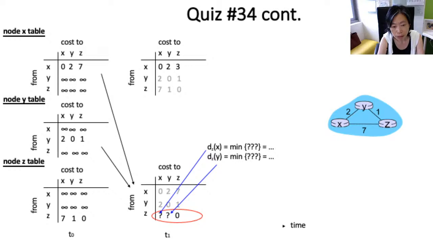Something's wrong here. Z to x is 7. Yeah, z to x is 7, but link cost 1. Okay, good, so I was not mistaken. And therefore, comparing 2 to 8, we get 2. Okay, so similarly, we fill in the last entry.